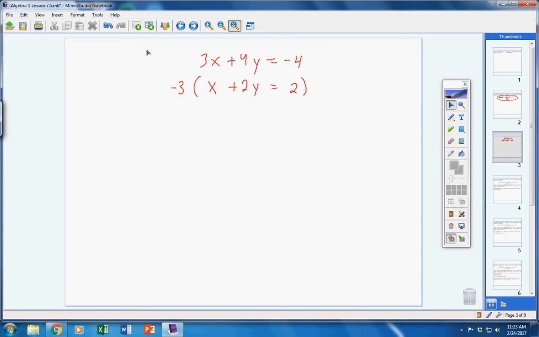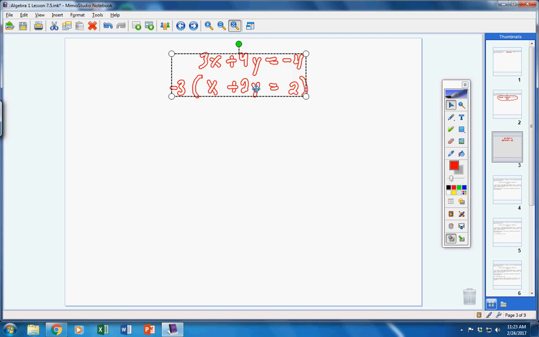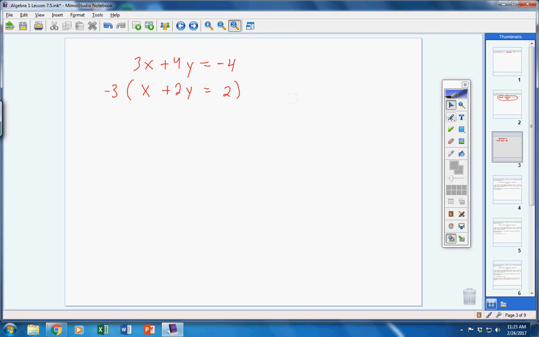Hopefully, of course, I'm going super fast, but all of this has been taught and you've done homework on it already. I'm just reviewing. So your top equation does not change. Your bottom equation becomes negative 3x, negative 6y, negative 6. Negative 3 times x, negative 3 times 2y, negative 3 times 2.